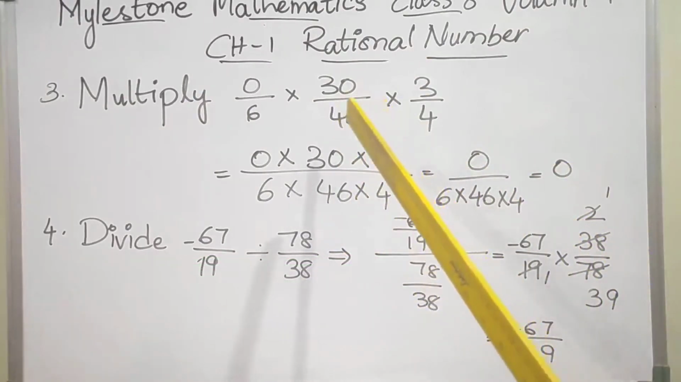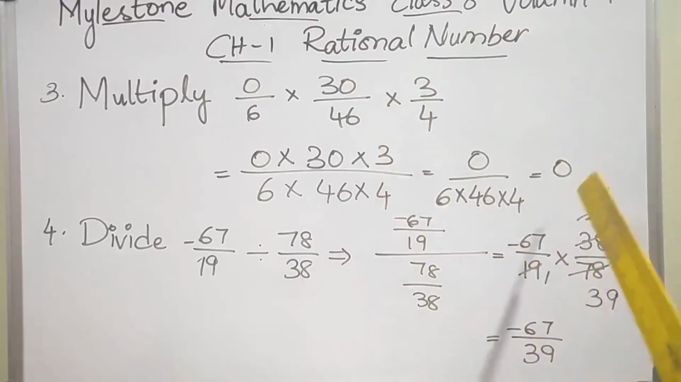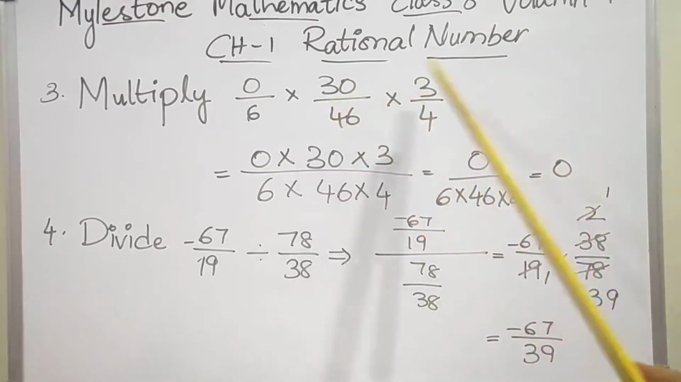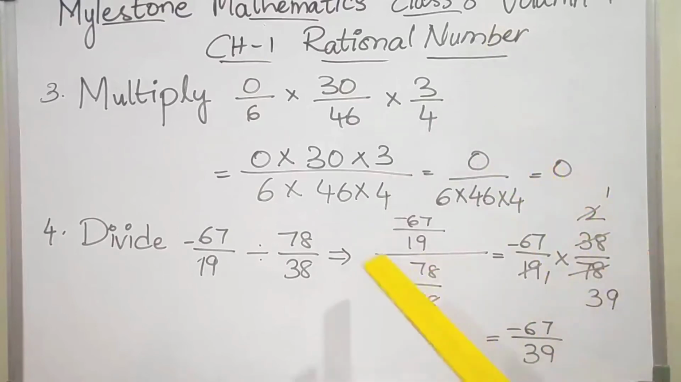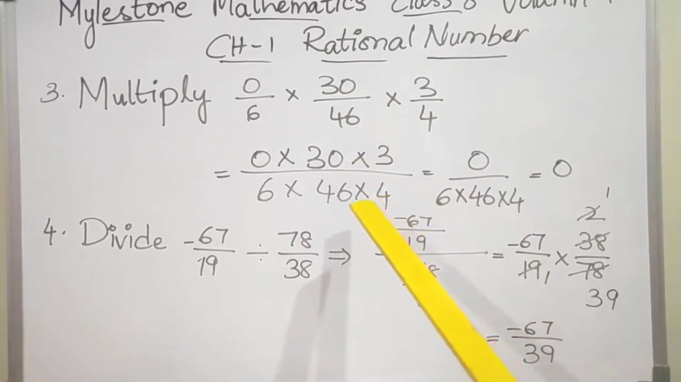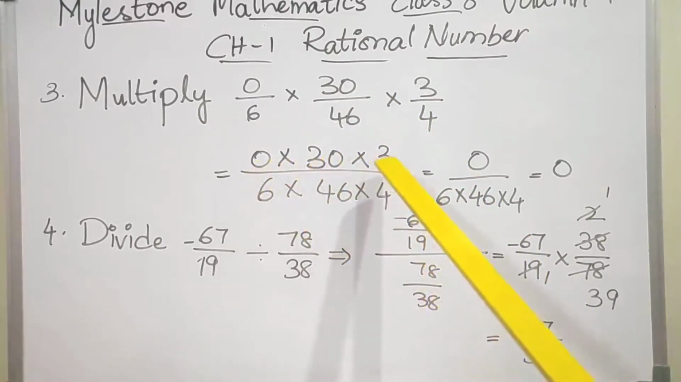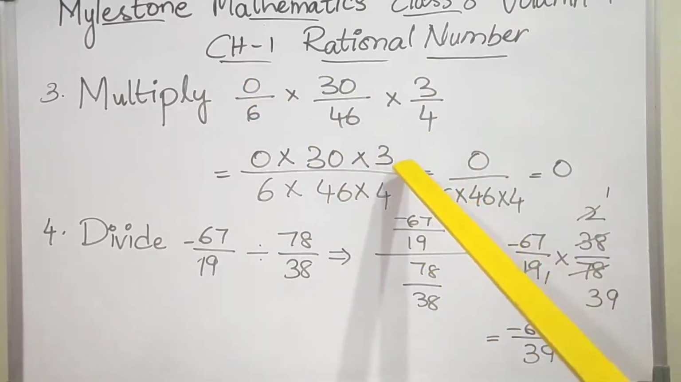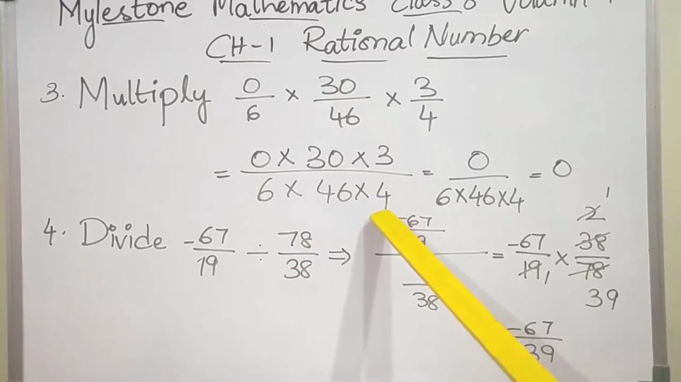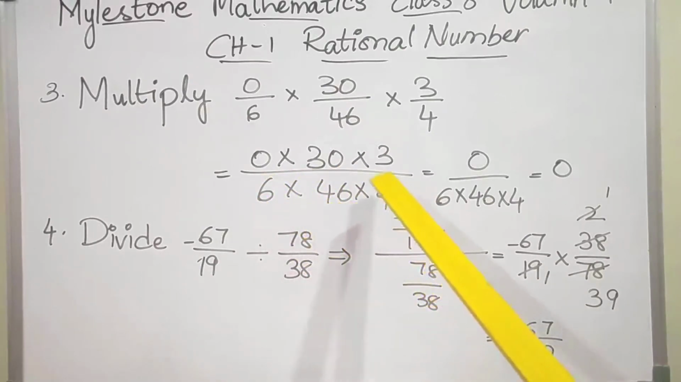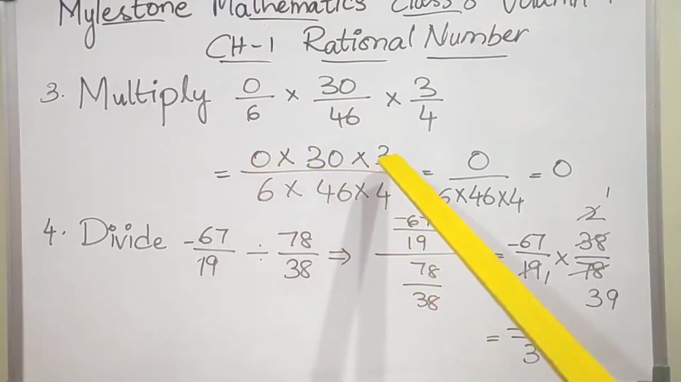But we can't write this in a direct step. If it is a bit, then we can write it as is equal to 0. But for the notebook's sake and for our understanding, we are extending this into the next step. Now 0 into 30 into 3. We are taking the numerators as they are and the denominators like this: 6 into 46 into 4 upon 0 into 30 into 3.